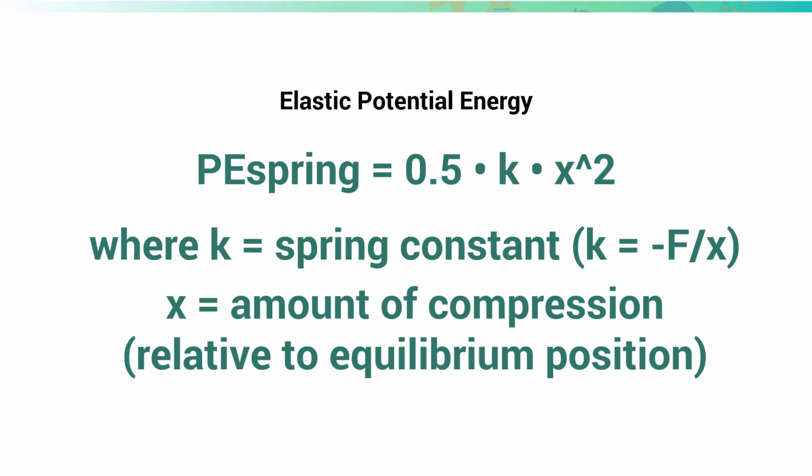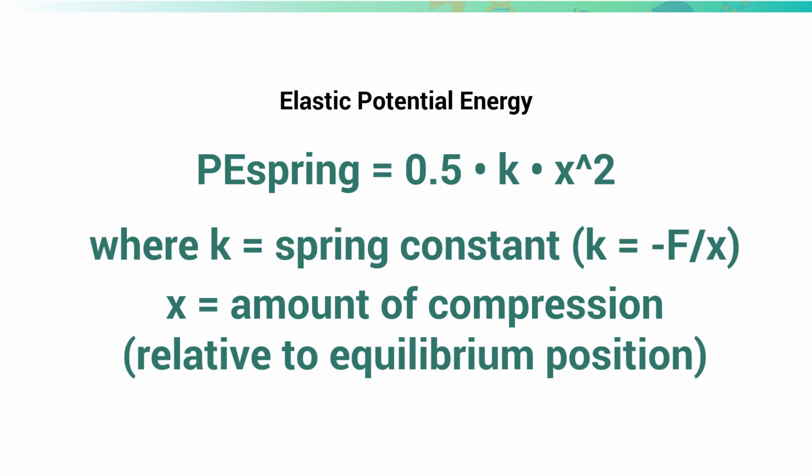Springs are a special instance of a device that can store elastic potential energy due to either compression or stretching. A force is required to compress a spring. The more compression there is, the more force is required to compress it further. For a spring, we have a different formula, which is this one. PE spring is equal to 0.5 multiplied by k, which is the spring constant, multiplied by the amount of compression squared. So that's how we do it.